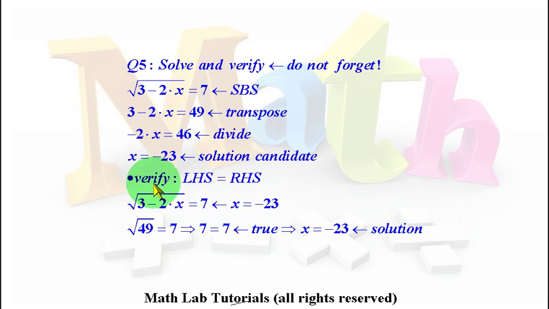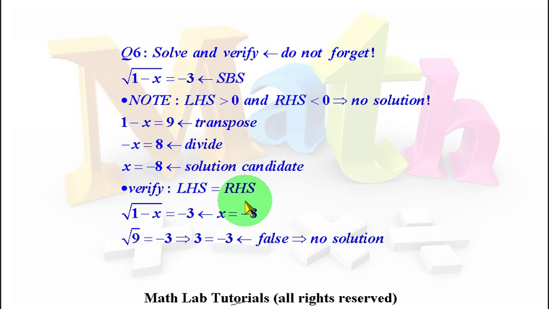And next, we have to verify that the left-hand side is indeed equal to the right-hand side. Again, we go to the original equation, we copy-paste, and we substitute in x equals negative 23. And when we do that, we get 3 minus 2 times negative 23, which is 49 on the left. So we get the square root of 49 on the left. We get 7 on the right. Square root of 49 is 7 on the left. And of course, we have 7 on the right. This is a true statement. So we declare that x equals minus 23 is in fact the solution. So we'll go on to the next problem.